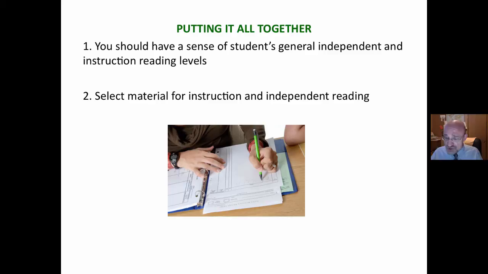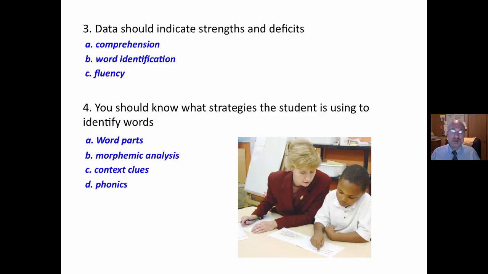level. Now, when students are reading for pleasure by themselves independently, they want to be able to read material at the independent reading level or below. There's no such thing as too easy when reading for pleasure. Now, the data you collected from the diagnostic reading assessment should indicate the strengths and deficits in one or all of these areas: comprehension, word ID, or fluency.